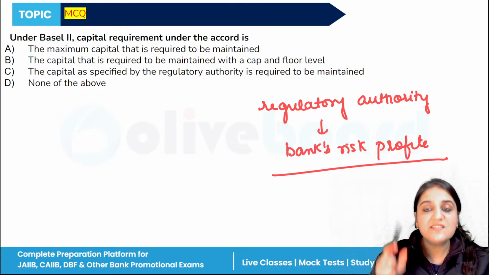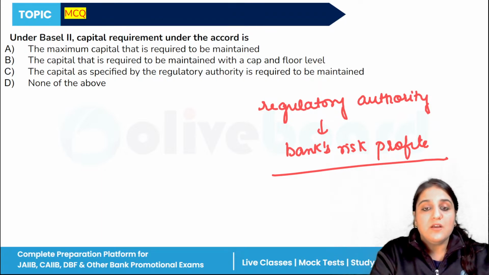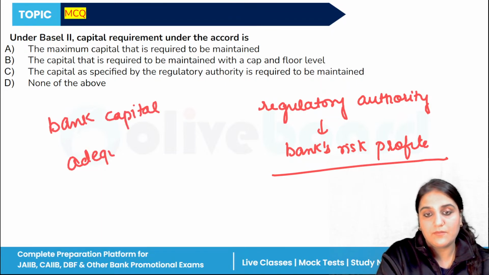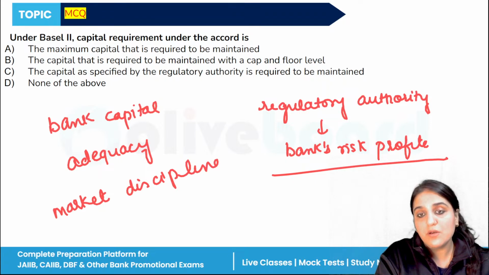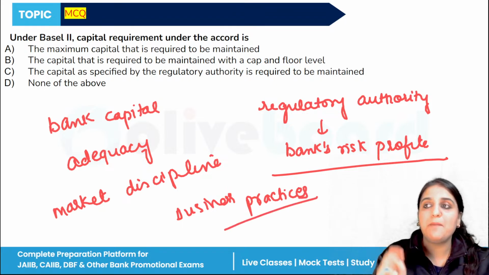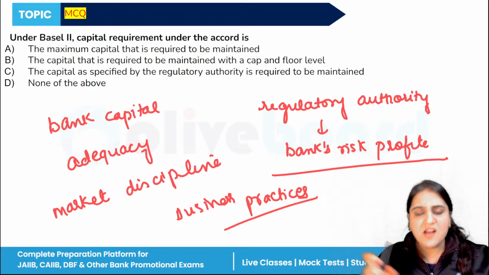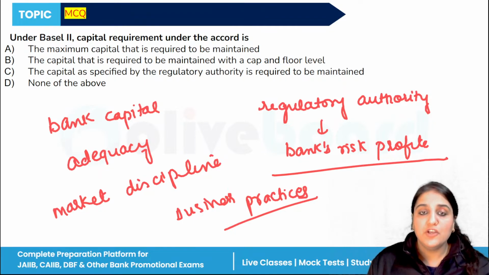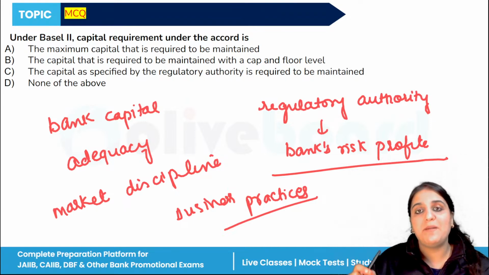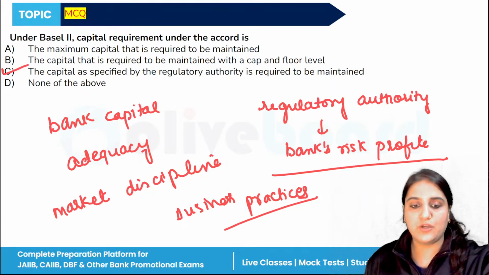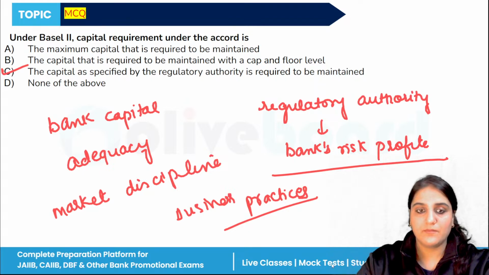And Basel II, this is a set of international standards which governs the bank capital adequacy, market discipline, and also the business practices. And it was developed by the Basel Committee on Banking Supervision, a committee of central bank governors and the banking supervisors from the major economies. So we can say that under Basel II, capital requirement under the accord is the capital as it is specified by the regulatory authority and it is required to be maintained. Clear?